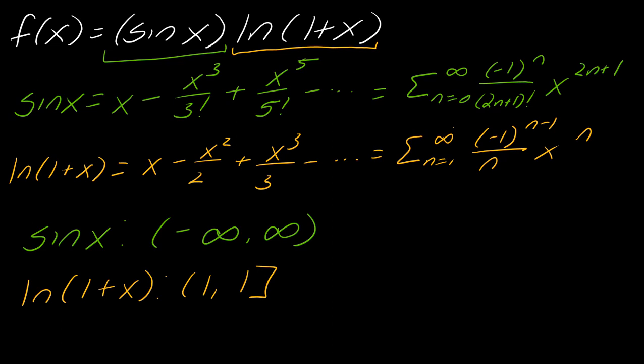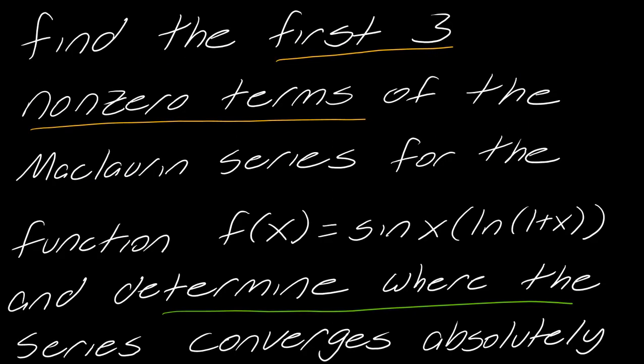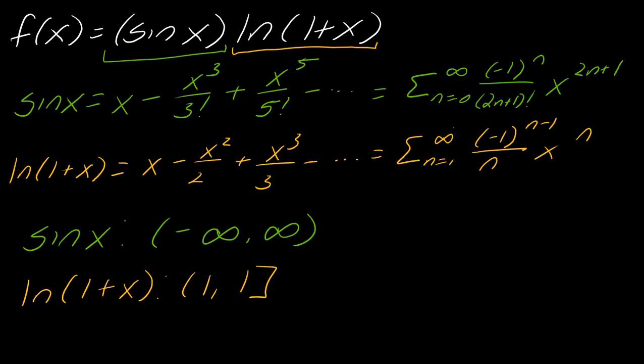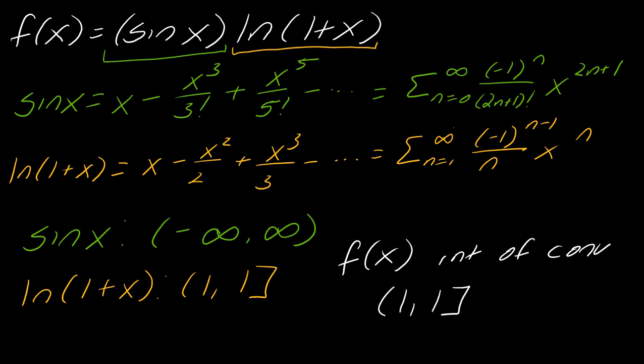So what were we doing? We were trying to determine where this series converges absolutely. So, like I said, if you know the interval of convergence for each of these, then it's just the intersection. So what's the intersection then between all numbers and this interval? Well, it will just be the smaller of the intervals. So this interval of convergence then will be 1, or sorry, this should have been a negative. So this should be negative. Okay, so this goes from negative 1 to 1.